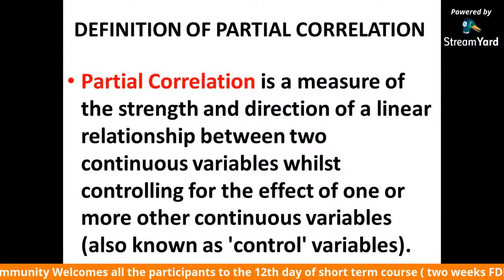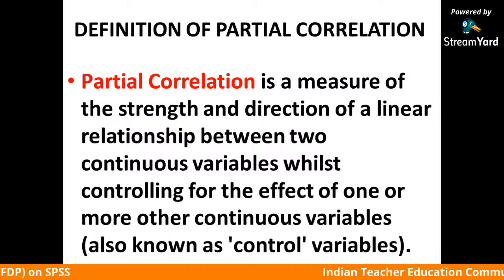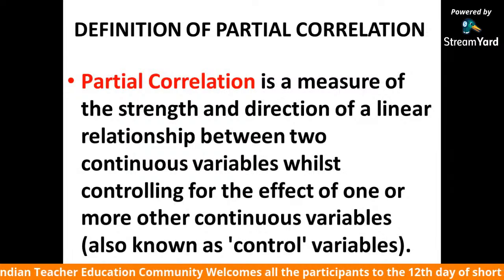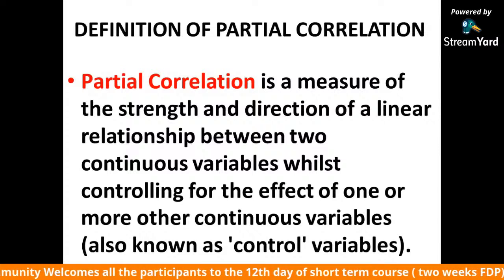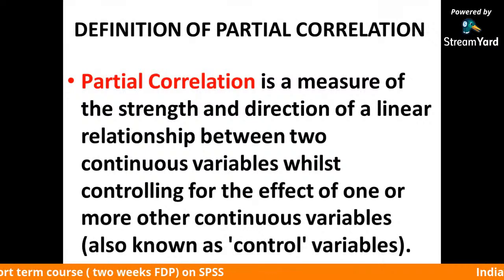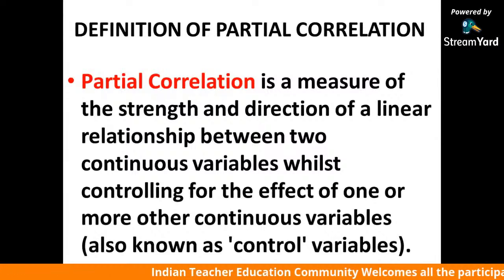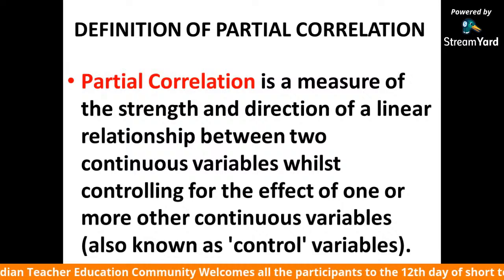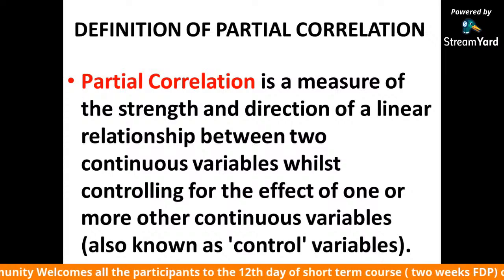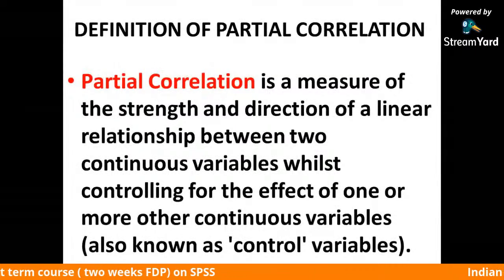Whenever I say continuous variable, the meaning is that the scale of measurement is either the interval scale or the ratio scale. That's the meaning of continuous variable once we say that. So either I can say continuous variable, or I can say that the data must be on either interval scale or on the ratio scale. So if you don't want to use that, then you can use the word continuous variable. Why? Controlling for the effect of one or more than one continuous variable.